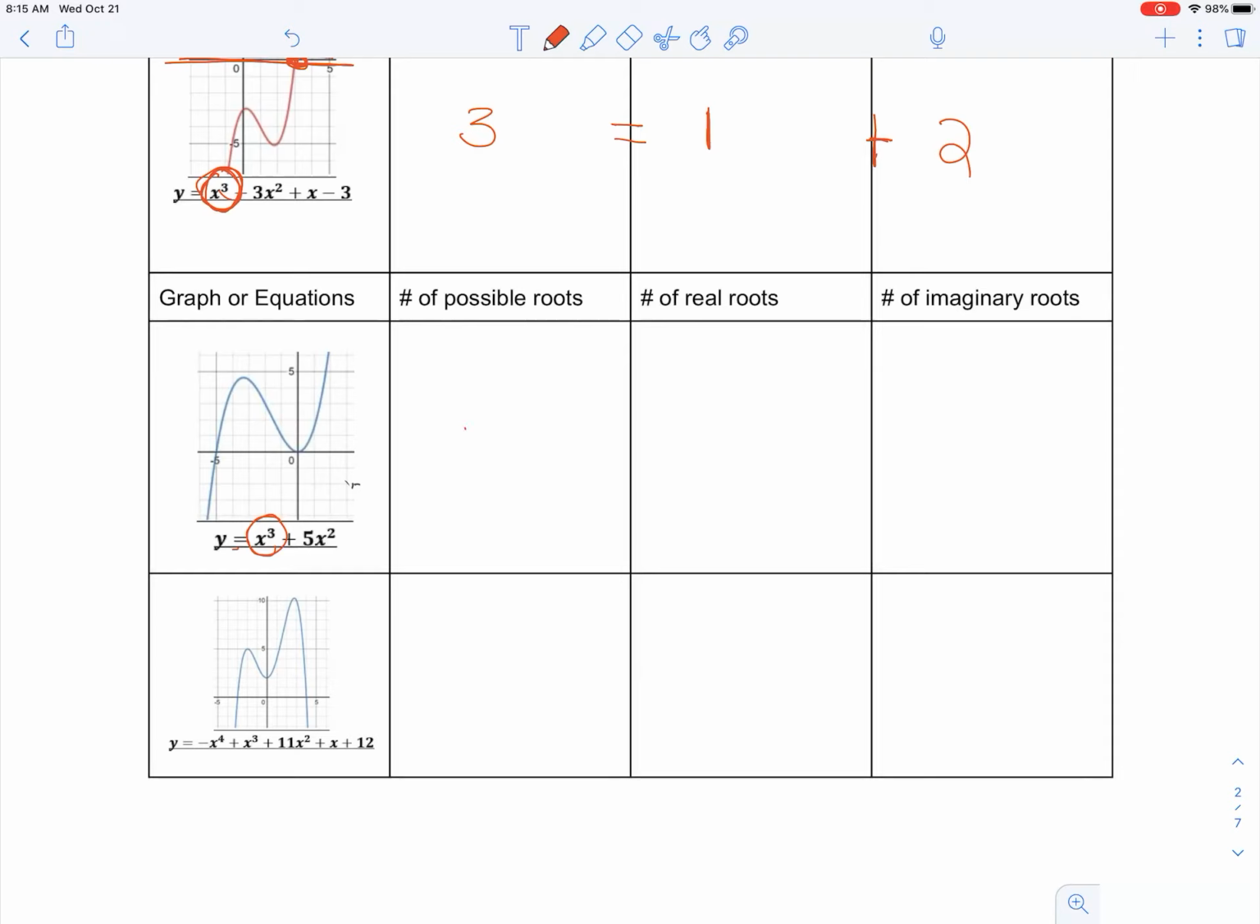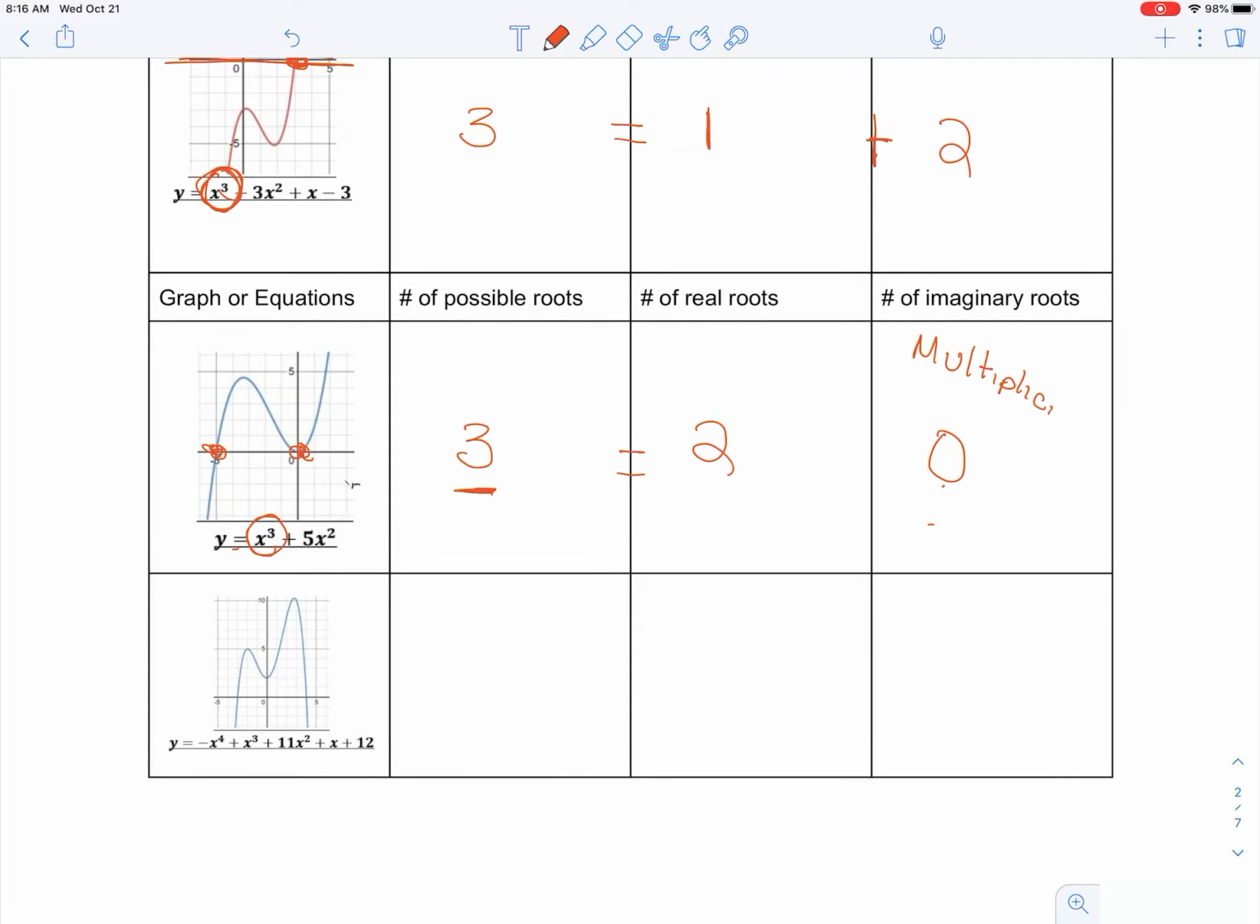Now this next one's a little tricky. It is a third degree polynomial, so the maximum number of possible roots is 3. And we see that it has 2 real roots. So how many imaginary roots does it have? Well, it can't have just 1, because imaginary roots come in pairs. So that means it has no imaginary roots. If it had 2, then it would have 4 roots, and it would violate this principle. So how is this?